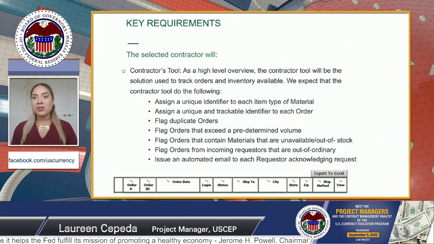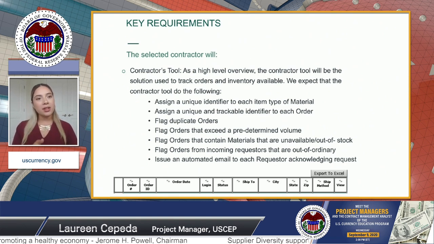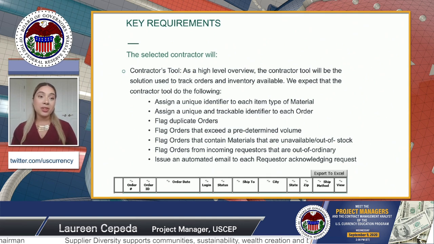The contractor tool is a solution that we use to track orders and inventory available. So as orders come in, the expectation is that it's recorded in the contractor tool and we have access to that real-time information. Our expectation is that the contractor would build this tool, if it doesn't exist already, for potentially other clients, and host it for the entirety of our contract. We also expect that any troubleshooting or maintenance issues for that tool be taken care of by the contractor as well.